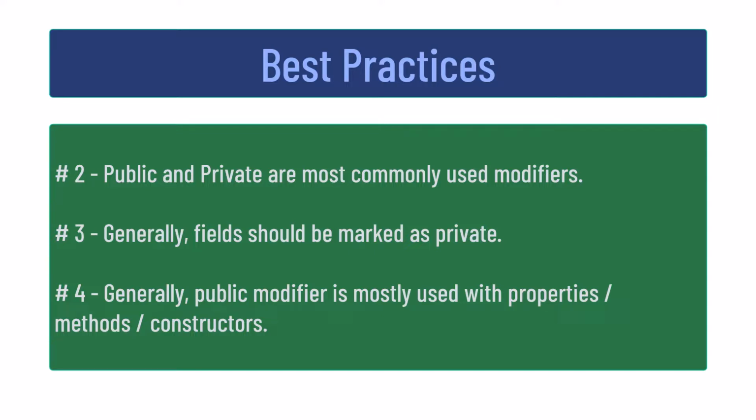This is because fields represent the state of the class, and we do not want the state of any class to be modified by code without any validations. And that's why fields should be private, and properties and methods can have instructions to validate the incoming inputs which modify the states of the class. And that's why it is better to use the public access modifier with properties and methods.